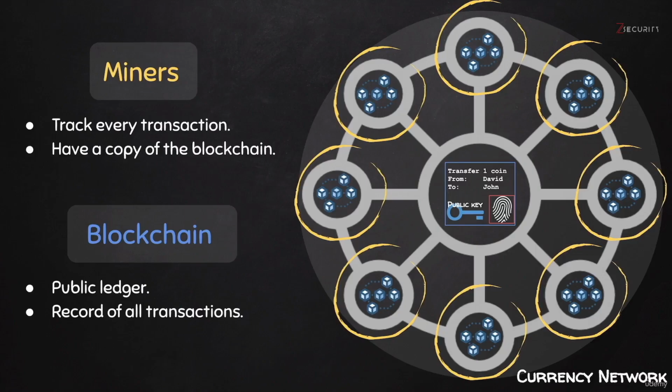So it's a public record that contains all transactions made with this cryptocurrency, and each miner, each computer on the cryptocurrency network, contains a copy of all of these transactions, so it contains a copy of the blockchain. So David's message is sent to the currency network, it'll get verified, and if it checks out, it will be added to the blockchain. So this message will be added as a new block to the existing blockchain stored by each one of these computers or miners.